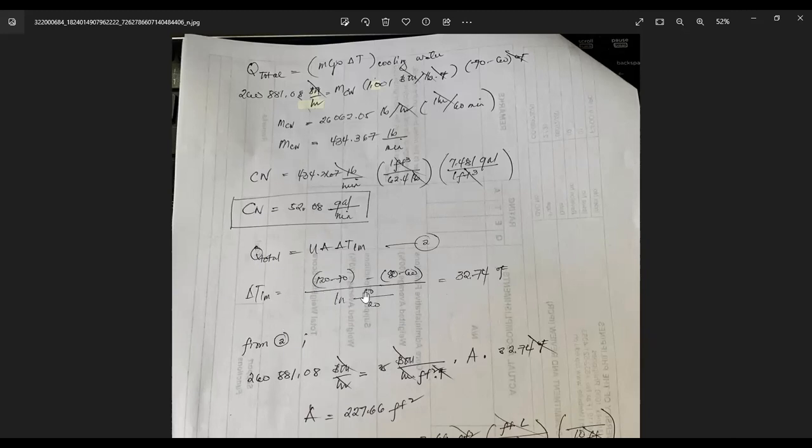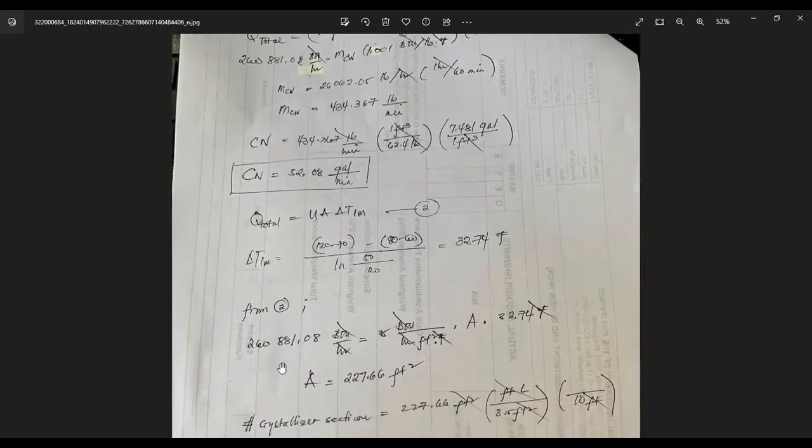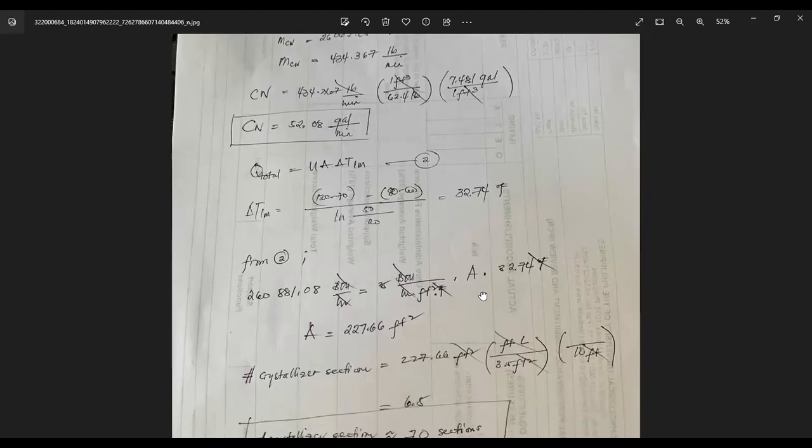So you will have these two temperature differences, 120 minus 70 and 80 minus 60. The difference of the first two is 50, and the difference of the second two is 20. So your delta T log mean is 32.74 degrees Fahrenheit. From here, you just substitute the Q, the delta T log mean, and the U that is given in the problem, and you'll be able to get an A, which is 227.66.